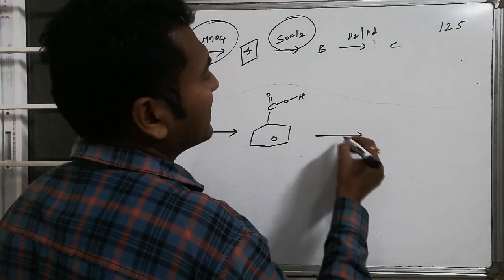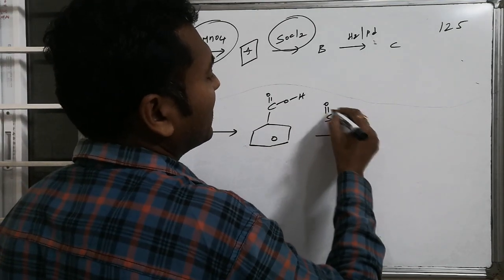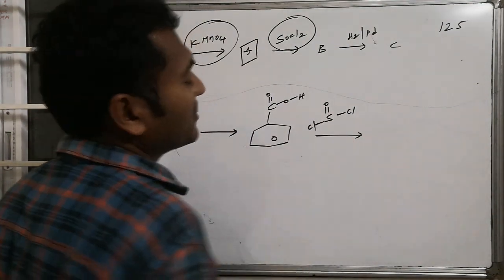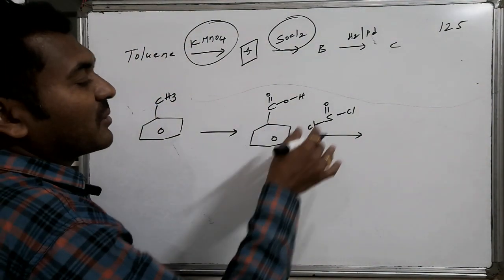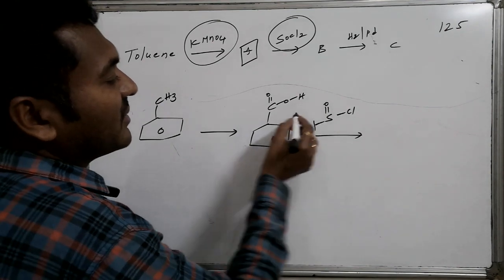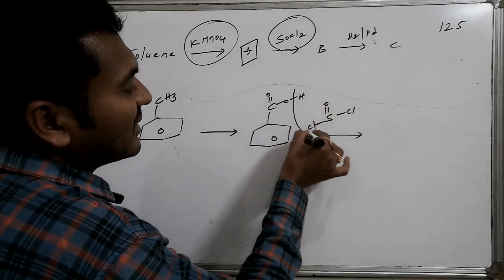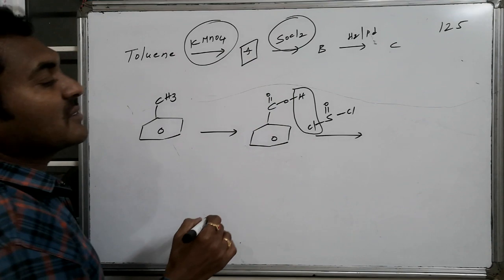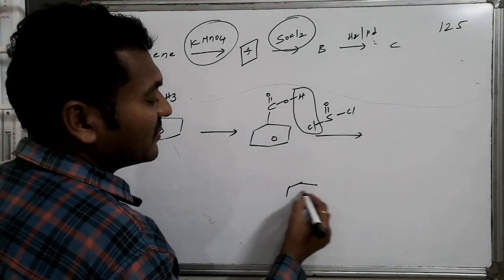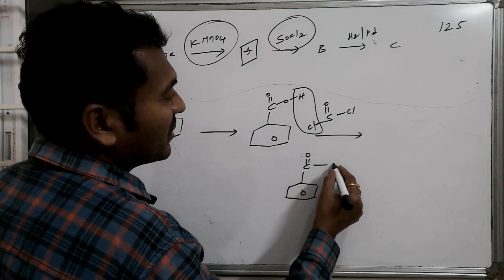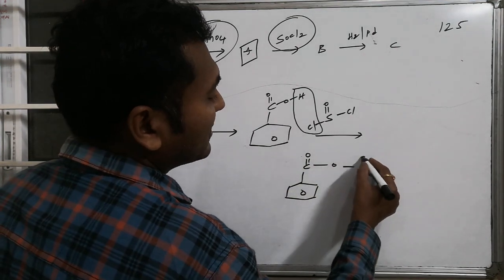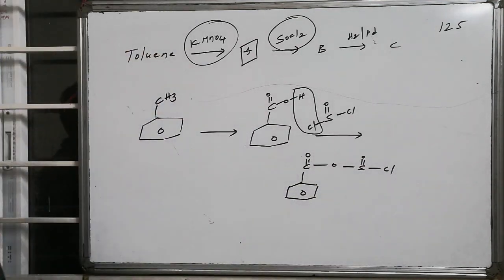This benzoic acid is subjected to thionyl chloride, that is SOCl2. In thionyl chloride, here what happens is this H and Cl elimination takes place first. Thus it results in the formation of this benzoyl C double bond O followed by the remaining O, S double bond O followed by Cl.